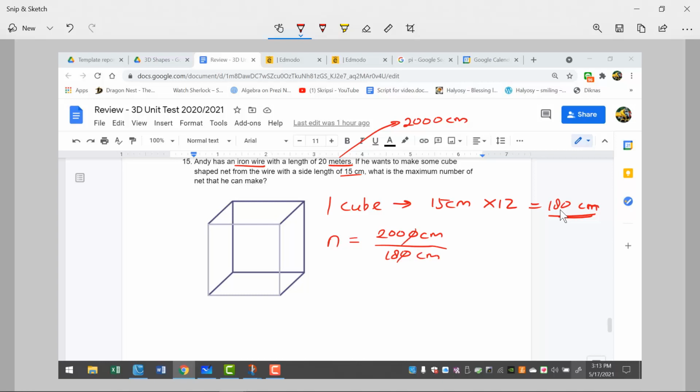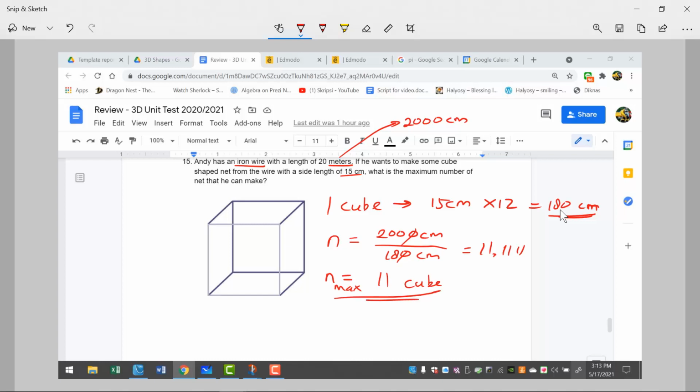I can just cancel this zero, so I don't have to deal with decimals. We have 200 divided by 18. You will get 11.1111, and so on, right? And you need to round it down to the lowest number. You cannot make 12, because you can make 11, but the next cube is not going to be full. So the maximum number of nets that you can make is 11 cubes.